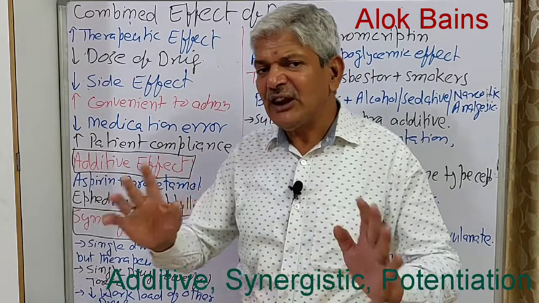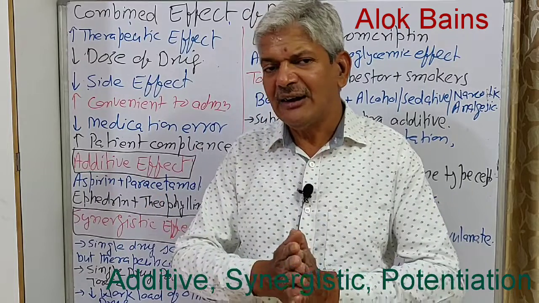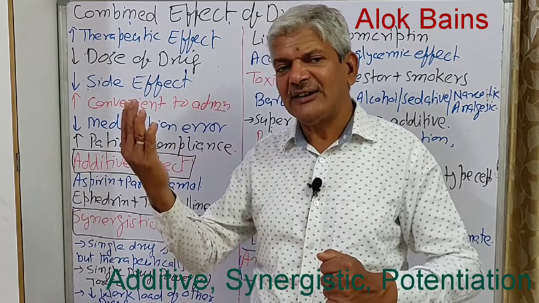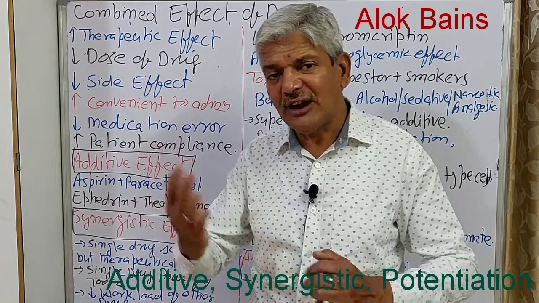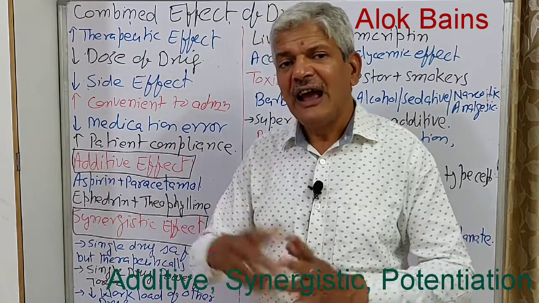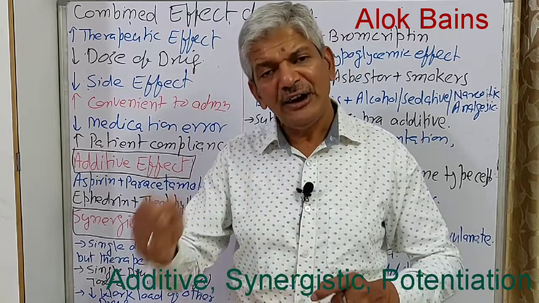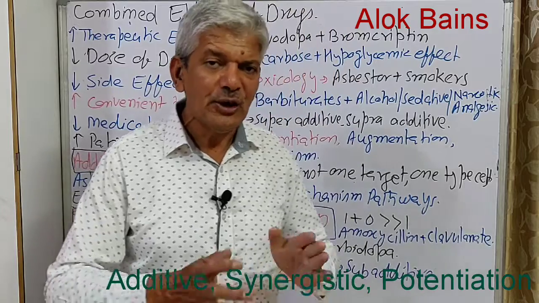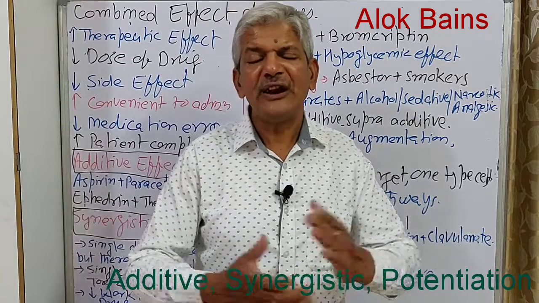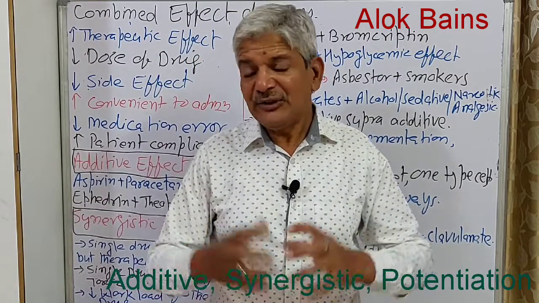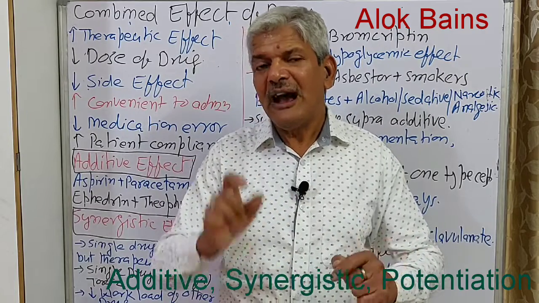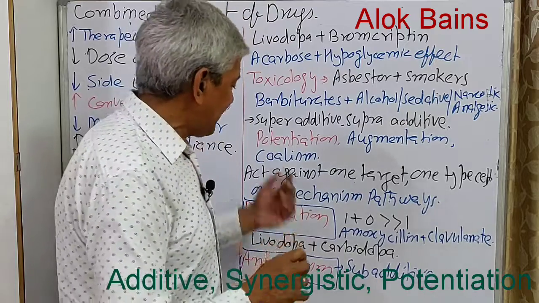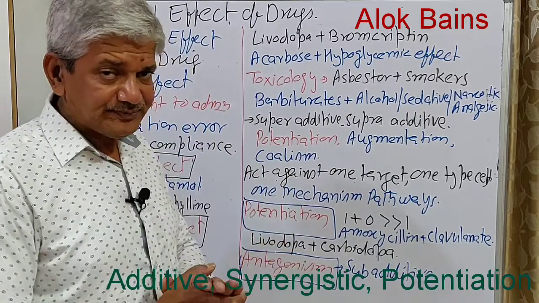Carbidopa is not producing any therapeutic effect. It is only blocking the conversion of levodopa into dopamine, and levodopa crosses the blood-brain barrier and enters the CNS, and the CNS will convert this levodopa into dopamine, and it will treat the disease that is due to the dopaminergic receptor problem. For example, Parkinson's disease. Here carbidopa has no therapeutic value, and this combination comes under the category of potentiation effect or potentiation mechanism.